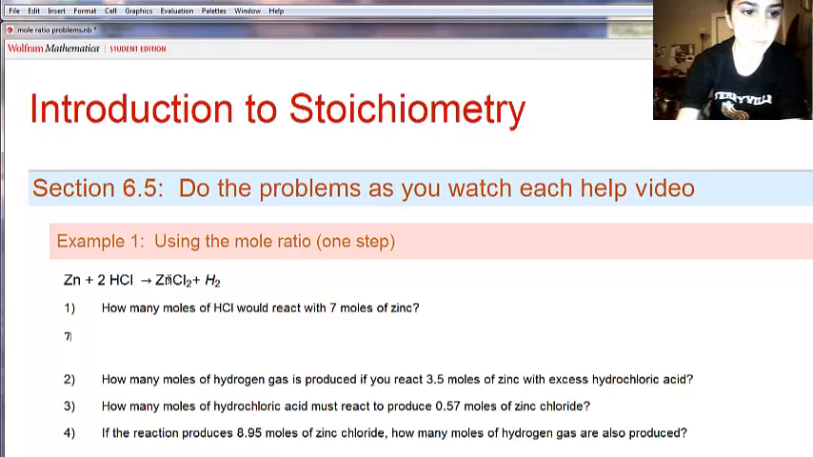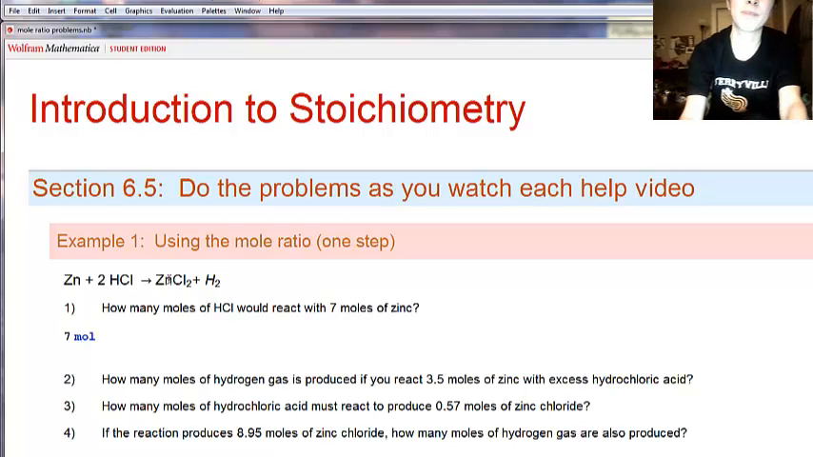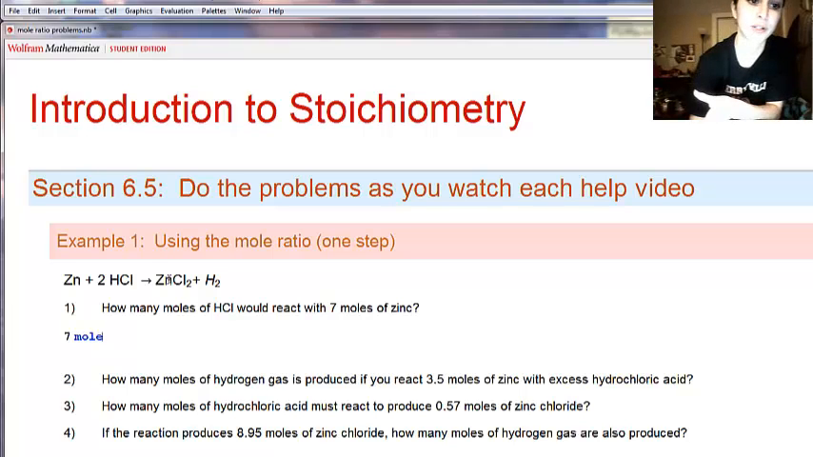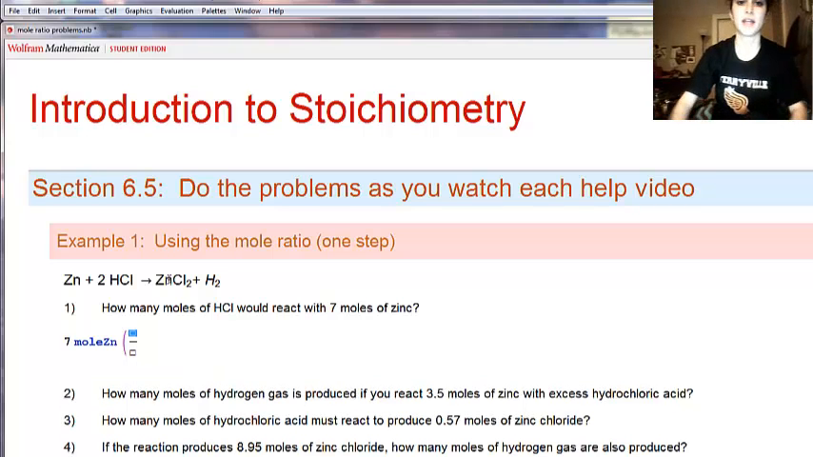So as always, we are going to write the quantity we are given in the question. So we are given 7 moles of zinc. And with these types of problems, our units are going to be a little different. Because we are going from moles to moles, we want to put what moles we are talking about. So for this instance, 7 moles of zinc. We're going to put mole Zn. Simple as that. Now, we need our conversion factor, and in this case, it's the mole ratio.